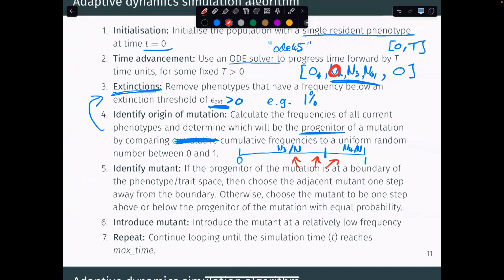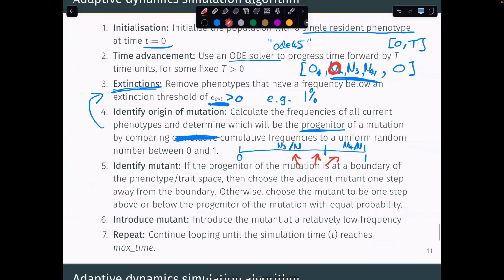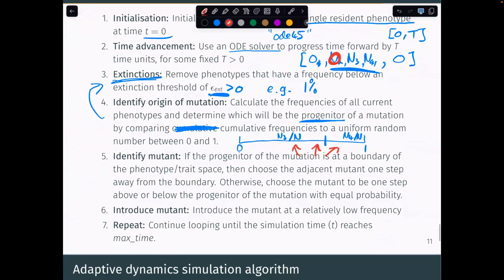We then have to choose what our mutant phenotype is actually going to be. We have to check that we're not on a boundary, first of all. By that, I mean, because we've discretized our trait interval, we necessarily are going to have a lower bound and an upper bound. So we have to make sure that we don't go outside those bounds. But assuming we don't, we choose a mutant to be one step above or below our progenitor with equal probability. So essentially, we're just flipping a coin at this point, and we say, where is our mutant going to be?